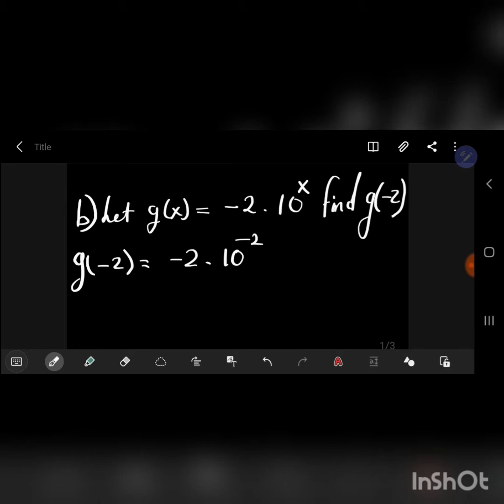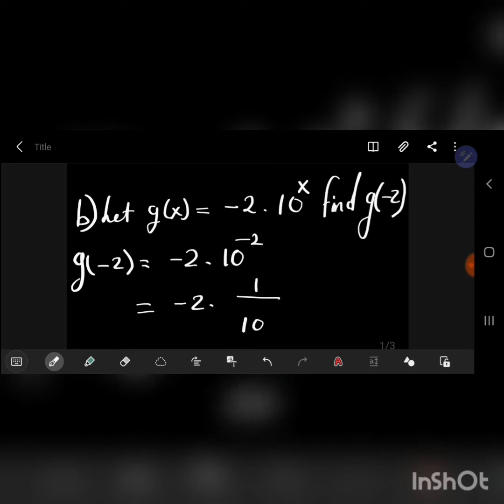Now I will find how much it is. So it's equal to minus 2 multiplied by 10 to the power minus 2. If I want to get rid of a negative power, I move it from numerator to denominator. So it will be minus 2 multiplied by 1 over 10 to the power 2. So I get rid of the negative power.